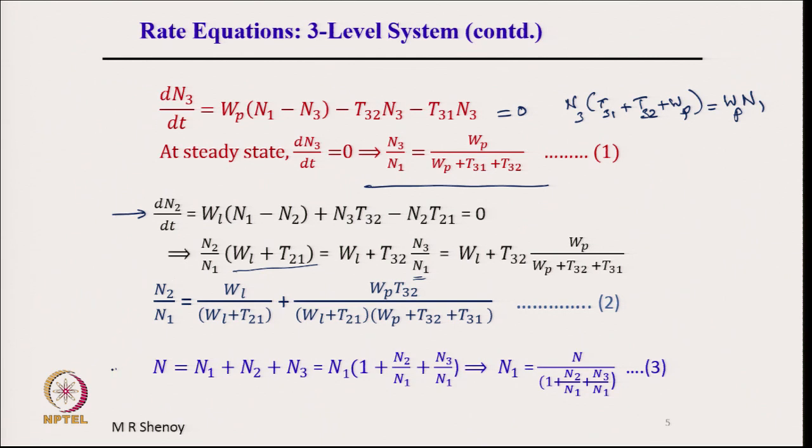Now, recall that N is the total number of atoms. So, the total number of atoms will be equal to N1 plus N2 plus N3. If we take out N1, so N1 into 1 plus N2 by N1 plus N3 by N1. We have expressions for N2 by N1 and N3 by N1, equations 1 and 2, and therefore, N1 is equal to N, the total number of atoms, divided by the terms in the bracket. So, this is equation 3, very simple algebra.